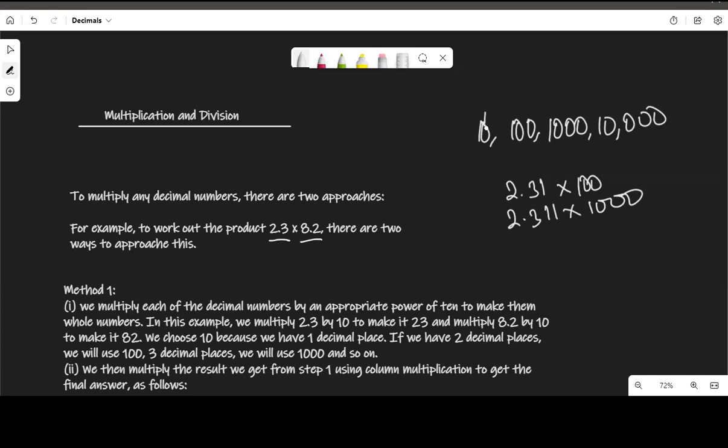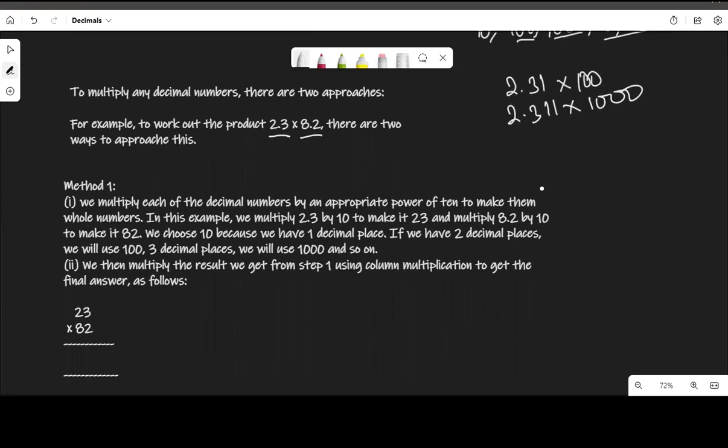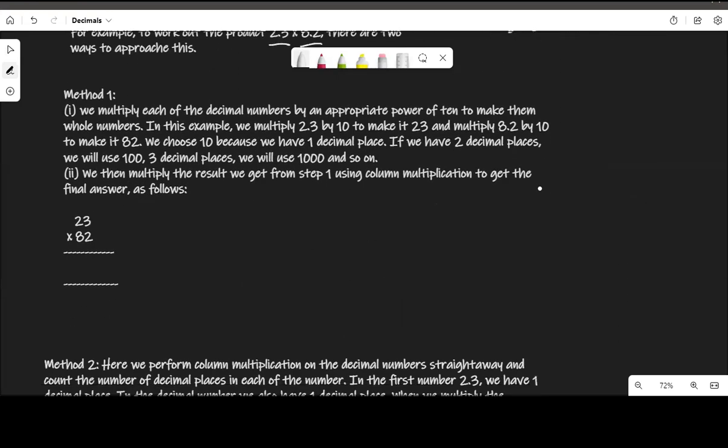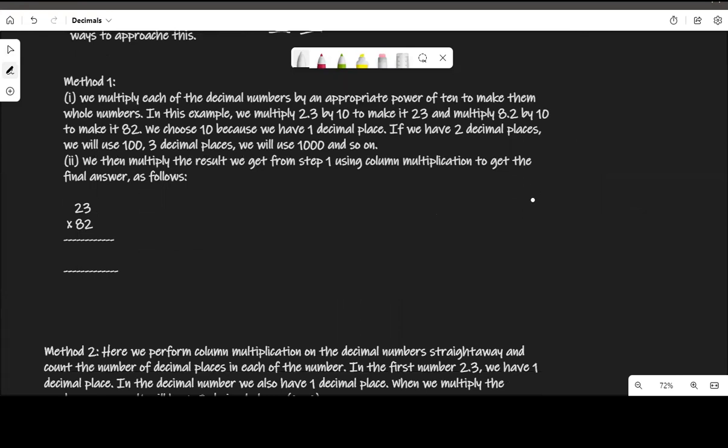One decimal place is multiplied by 10, that is the power of 10 that has 1 zero. Two decimal places will multiply by 100, the power of 10 that has 2 zeros. Three decimal places will multiply by 1000, the power of 10 that has 3 zeros. If it's 4, then we multiply by this. If it is 5, and so it goes like that. So we first convert each of the decimal numbers to whole numbers by multiplying them by the appropriate power of 10.